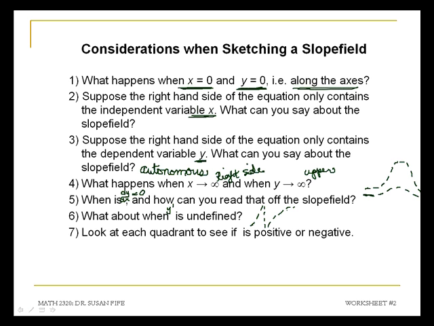Also look at each quadrant to see if the derivative is positive or negative. I'm sorry, my special characters didn't come up here. If the derivative is positive, then you know that your function is increasing. If it's negative, you know that your function is decreasing. So let's look at some slope fields and see if we can draw them.